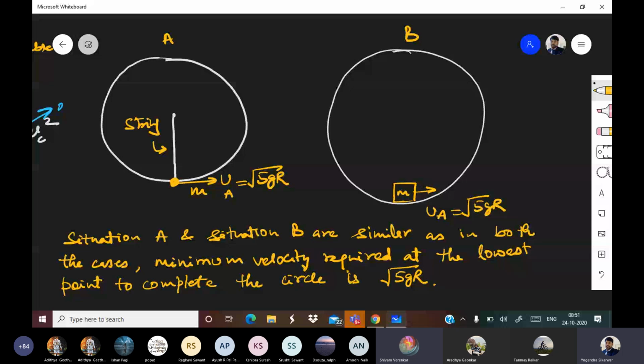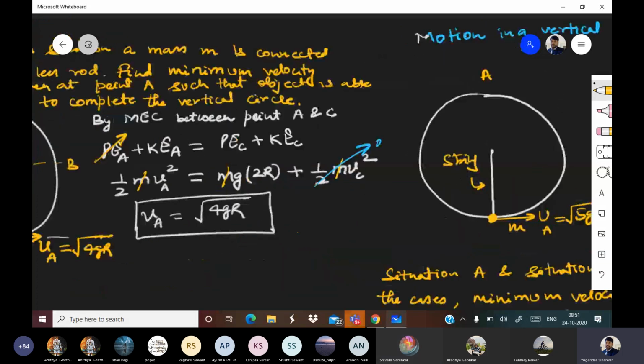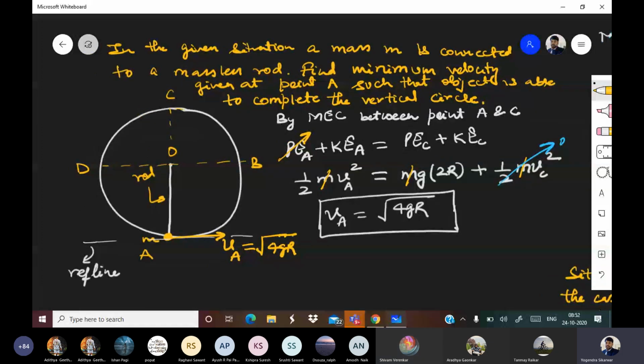A and B are similar because at the lowest point both require the same velocity. Number two, in situation A and B both, the object can leave the vertical circle. The object has that freedom. But in the case which we are discussing right now, the object does not have the freedom to leave the vertical circle. It cannot leave. Understood?